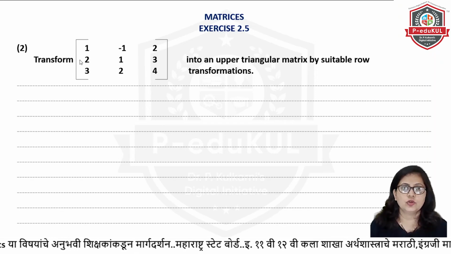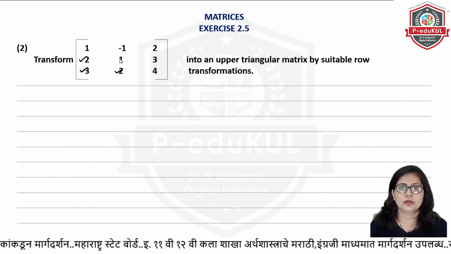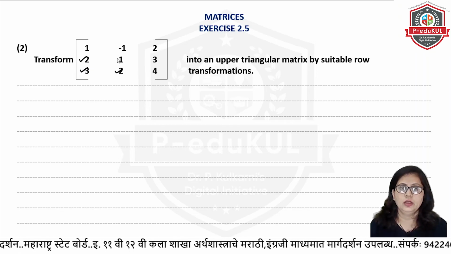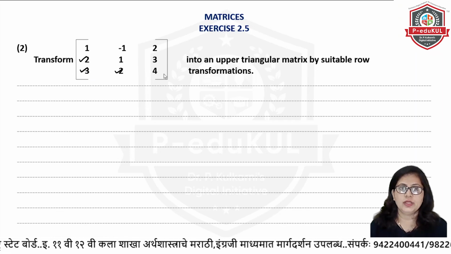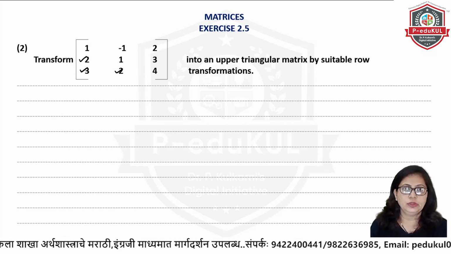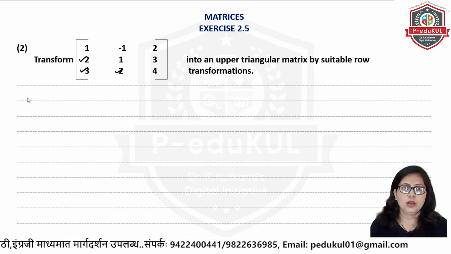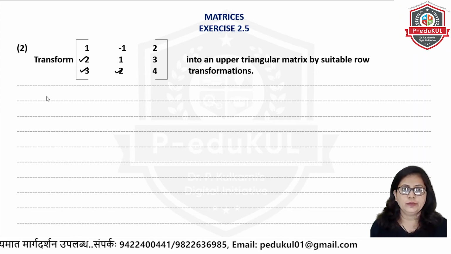These elements have to be made zero, this one, this one, this one, and this should be 1. So this is already 1, but while doing this we need to check all the elements itself. So first I'll check the example. 1 minus 1 2, 2 1 3, 3 2 4. So now I'll let this matrix be A.